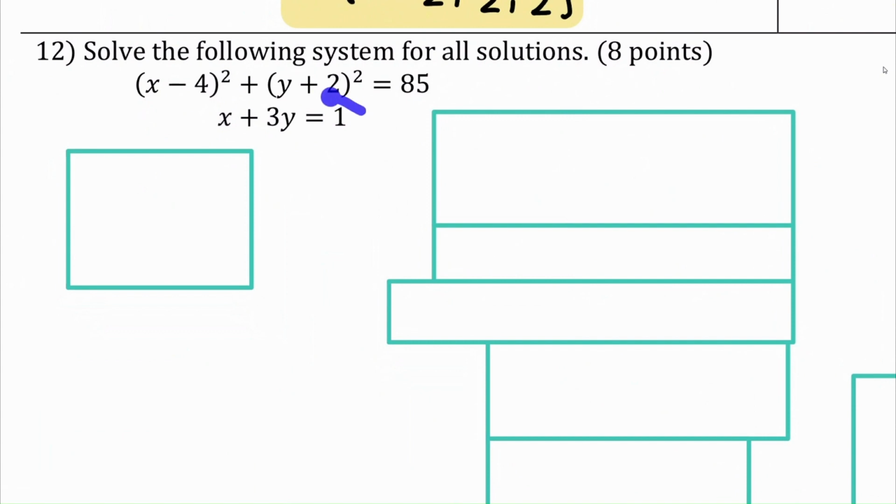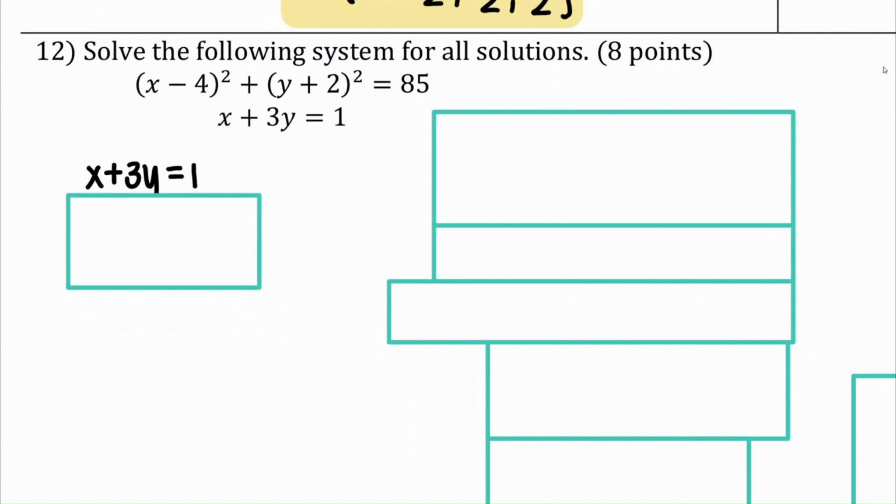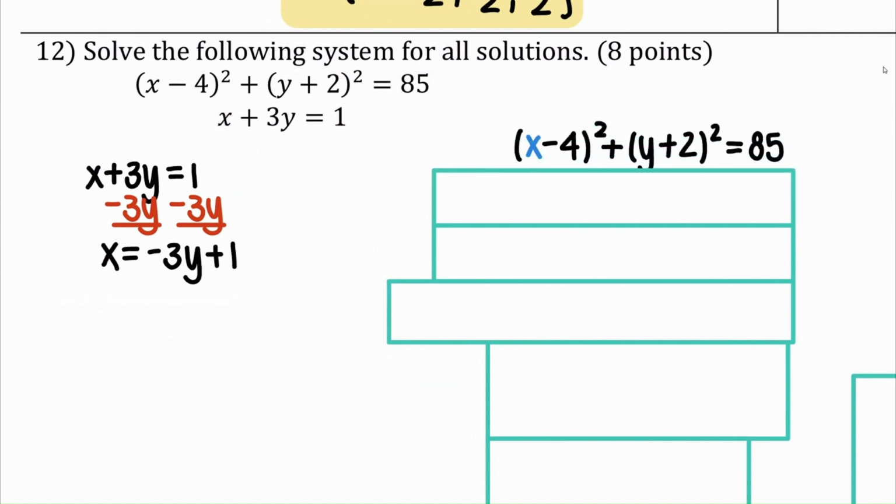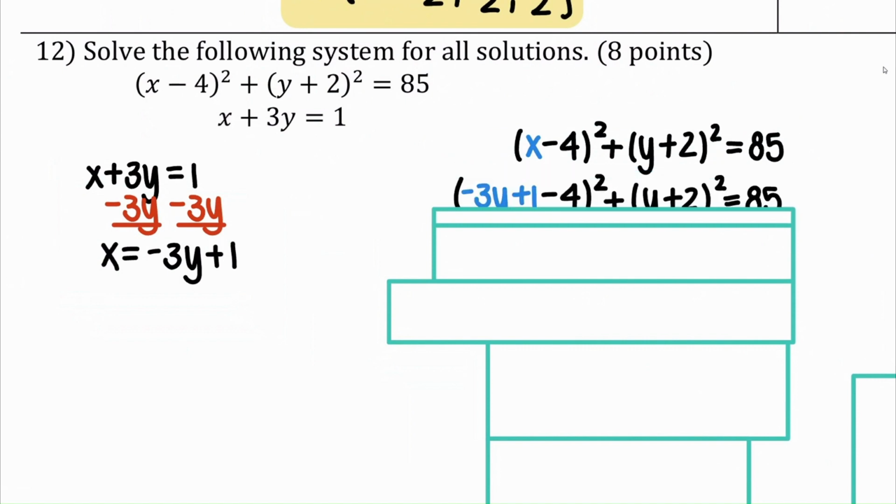So over here, what we can do is take this first equation and think about what variable we can isolate. We see that x already has a coefficient of 1, so let's isolate x by subtracting 3y on both sides, giving us x equals negative 3y plus 1. And so from here, we're going to take our original equation, the first one that we didn't touch yet, and then we're going to substitute x equals negative 3y plus 1 wherever we see x.